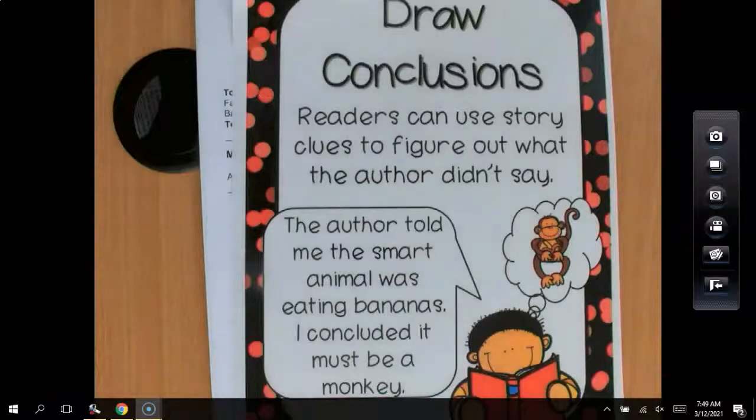Hi boys and girls. Today we are going to begin a new story this week called How Do You Raise a Raisin? And this week our target skill will be drawing conclusions.